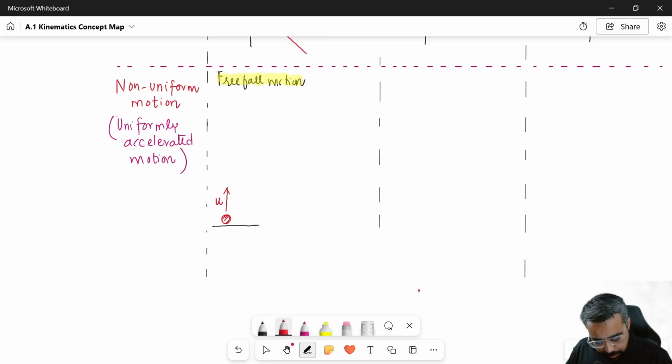So how will the ball position change? In every next interval, the ball will cover less distance, and eventually at the maximum height it will stop, and then it will return in the same manner. So if we draw its graph, what will be its displacement time graph?